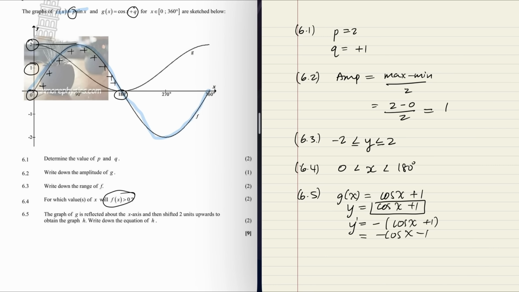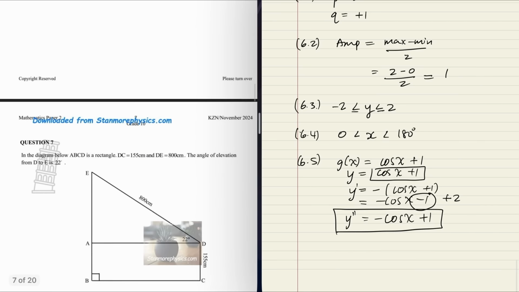Then the second change, it shifted 2 units upward. So y, and the second change, let's just put it here. If you are shifting it 2 units upward, you're going to add 2 to this value. So it's going to be minus cos x, and then minus 1 plus 2 is going to be plus 1. And that's going to be our solution.